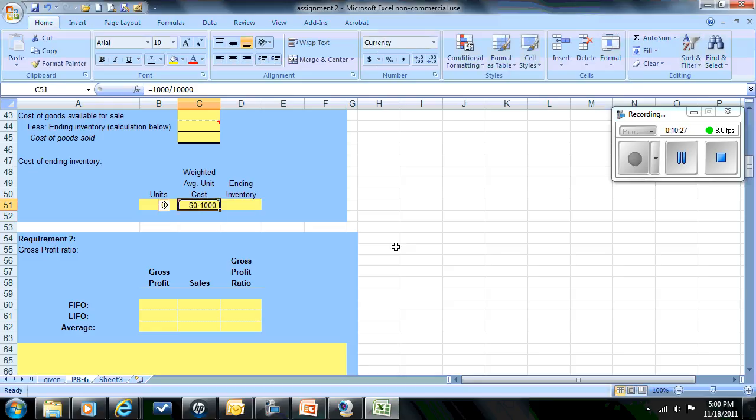In that cell C51, we're going to put the average cost based on that formula. So the formula says equal, and that tells Excel it's a formula. You're going to put the number of units that are available for sale, divide that by the cost of the goods available for sale, and that will give us our average cost. If we had 14,000 units that cost us 10 cents each, the ending inventory would be valued at $1,400.